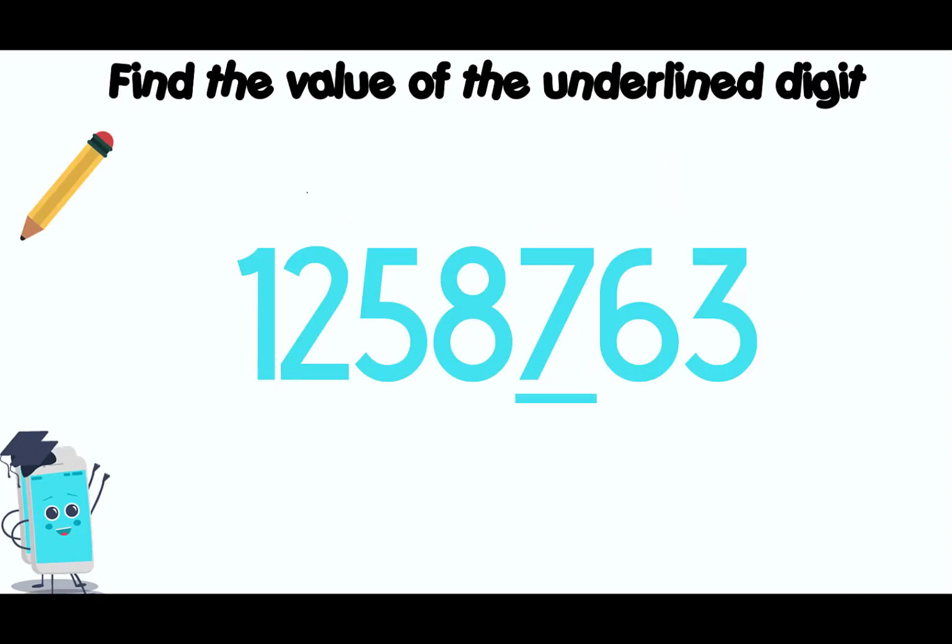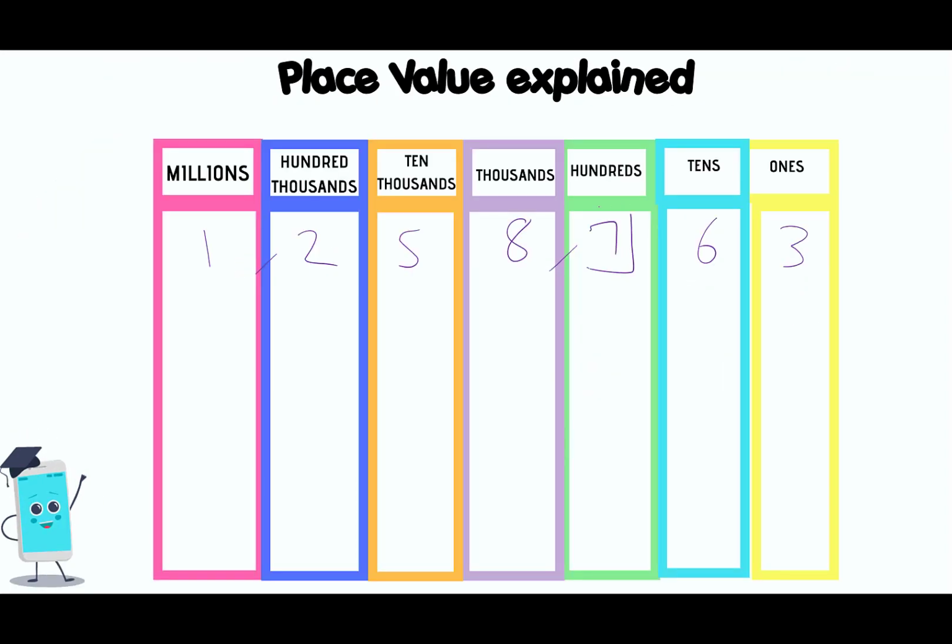My final one is 7. What is the 7 worth? Well, the 7 is in my 100 section. So if I put my 7 there and clear the rest after it, I can see my 7 is worth 700. So in that number, the underlined digit was worth 700.